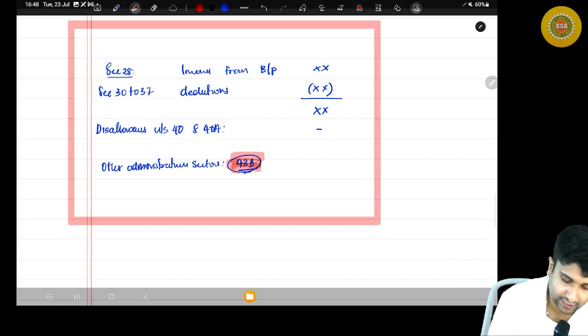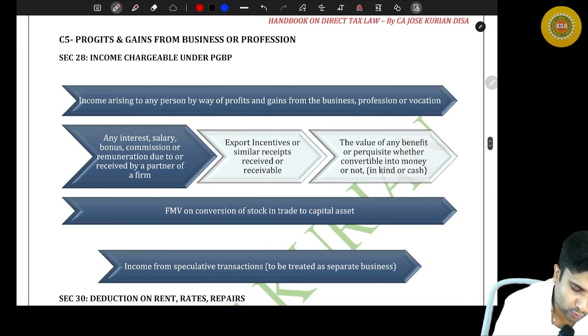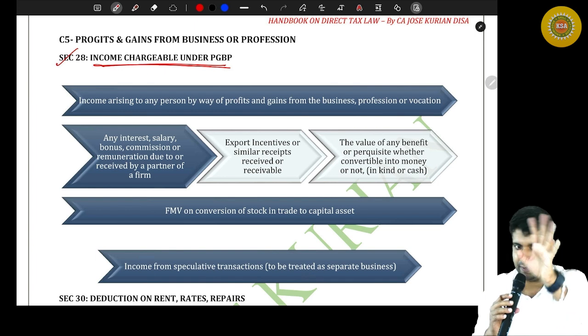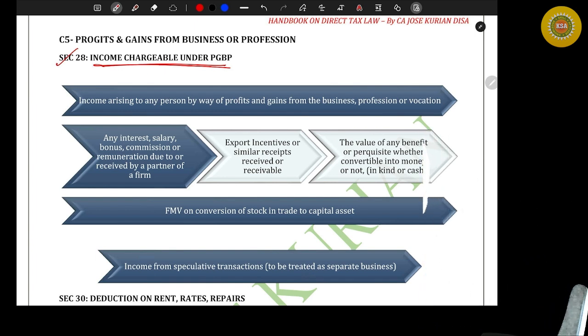So we will start with section 28, that means the income chargeable under PGBP. Section 28, can you read the heading? Income chargeable under PGBP. First of all, you tell me what you mean by business. I'm doing some trade, commerce or a manufacture and that activity is recurring. Again and again, I'm doing that and generating income. That will become my business activity. So that recurrence is an important factor to determine whether an income is taxable under PGBP or not.